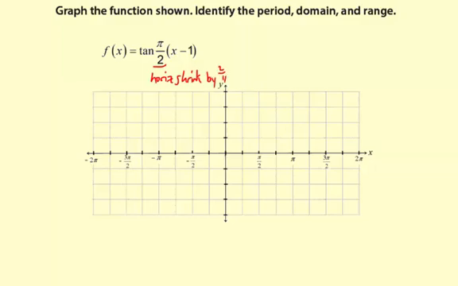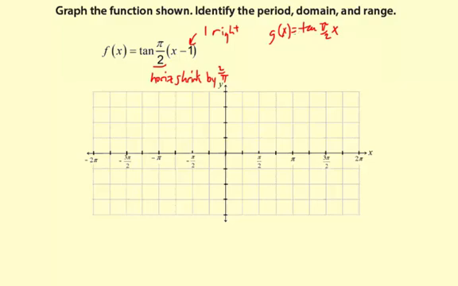By 2 over pi. And this x minus 1, that's the translation 1 to the right. So what I'm going to do is graph g of x equals tangent of pi over 2x, and then I'm just going to translate it one right.